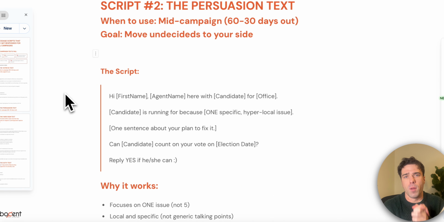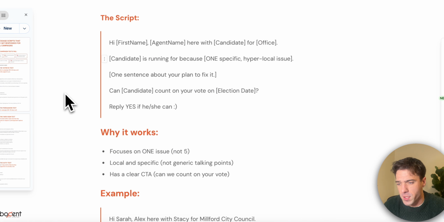Script number 2. The persuasion text. We're going to use this in the mid-campaign, and we're going to try to use this to move undecideds to your side. Hi, first name. Agent name here with candidate for office. Candidate is running because of one specific hyper-local issue, let's say running to decrease property taxes, right? One sentence about the plan to fix it. We're going to fix it by voting no on any new proposals to raise property taxes. Can the candidate count on your vote on election day?